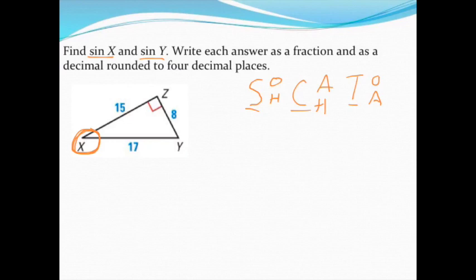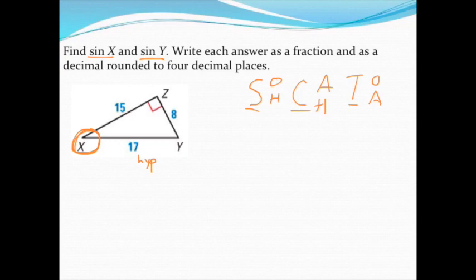So the three names I'm going to give the three sides of my triangle are hypotenuse, opposite, and adjacent. Every triangle will have those three names. I always find my hypotenuse first because that's usually easiest for me. It's the side that's across from, or opposite of, that right angle. So there's my hypotenuse. It's the longest side too, so 17.